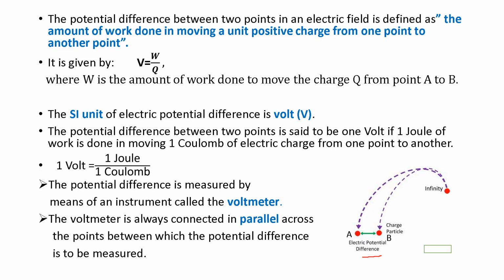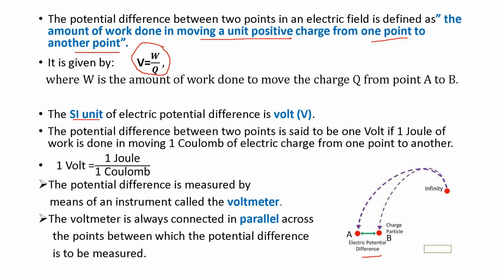The formula is almost the same. V is equal to W by Q, and the definition is the amount of work done in moving a unit positive charge from one point to another point. The only difference is that in electric potential it was from infinity to a point, but here it is from one point to another point. This is the only difference between the definitions of potential difference and electric potential. The SI unit is also the same.